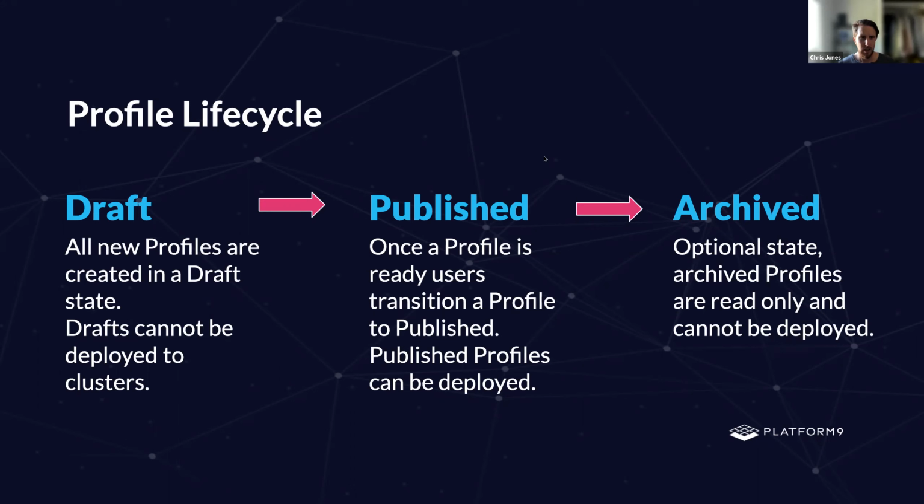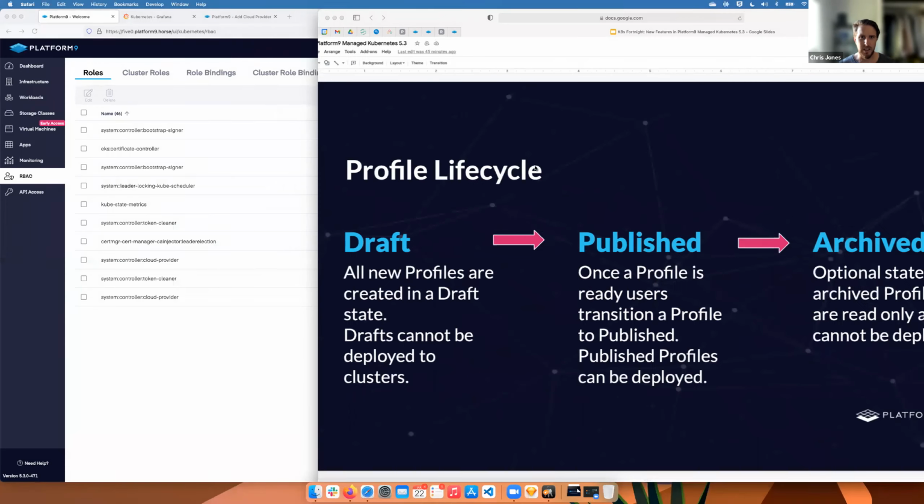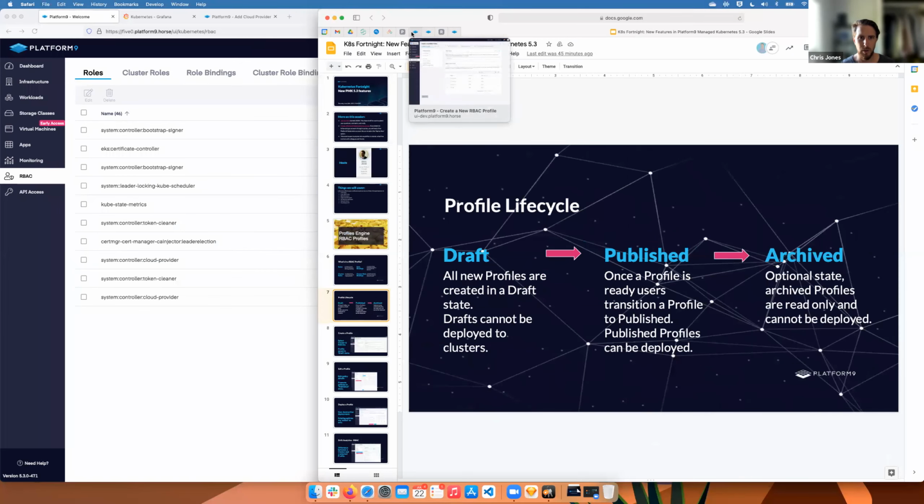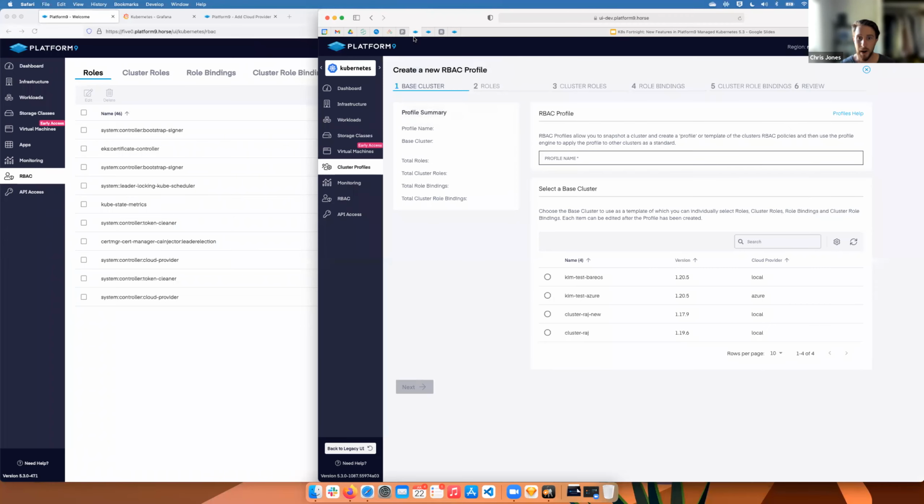So how do we make these? I'm just going to click escape. I'm going to go to my development platform where I've got this up and running and go through it super quick. So you will see an introduction of a new tab here called Cluster Profiles. There'll be a big blue button that says Create a RBAC Profile. You can come in and say, I want to make my production RBAC policies.